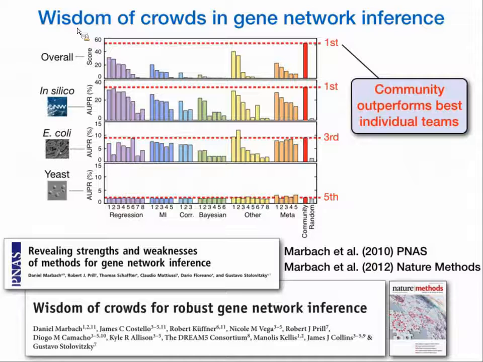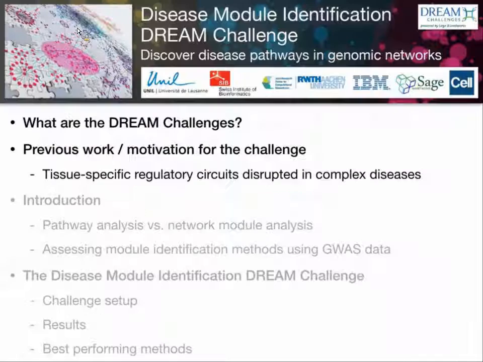This shows results from this gene network inference challenge. I will not go into the details because this is published. But this shows the performance of all the individual teams, and then the integrated community prediction achieved the best performance. And this is a theme we often see in these challenges and hope maybe also in this new challenge. And we will definitely explore these community predictions.